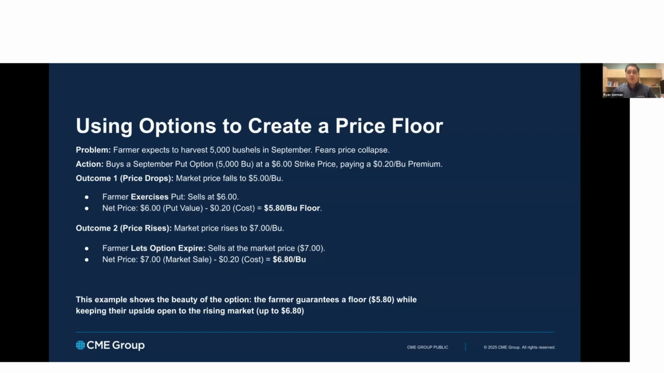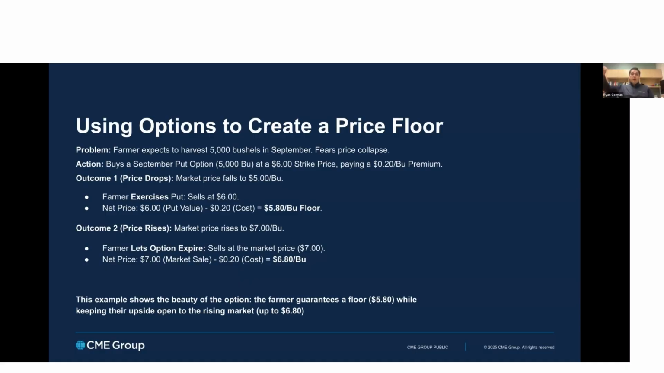A farmer expects to harvest 5,000 bushels in September, and they're fearing a collapse in price. An action would be buying a September put option on 5,000 bushels at a $6 strike price, with a premium of 20 cents per bushel. So outcome number one is the price drops. The market price falls to $5 per bushel. The farmer can then exercise that put, selling at $6. The net price would be the $6 put value minus the 20-cent cost or premium, which equals a $5.80 per bushel floor in the market.